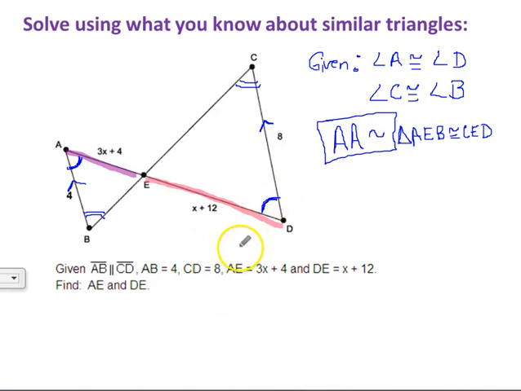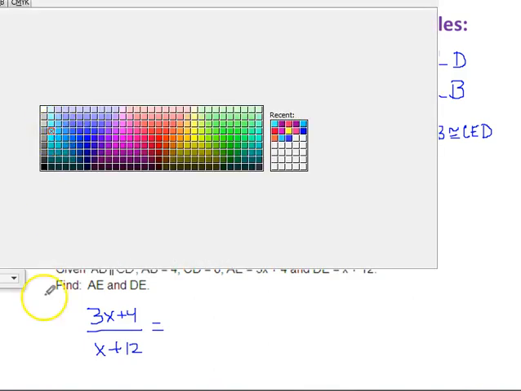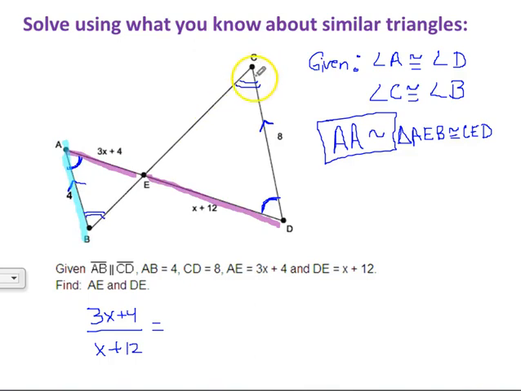So when we set up the proportion, we're going to set up two ratios comparing our corresponding sides. I'm going to color code these. Go back to the purple because these two sides are corresponding. So let's set up a ratio. We would have 3x plus 4 over the corresponding side on the other triangle, and then set that equal to another set of corresponding sides. And we know that this side here corresponds with this side, so I'm going to set that equal to 4 over 8.